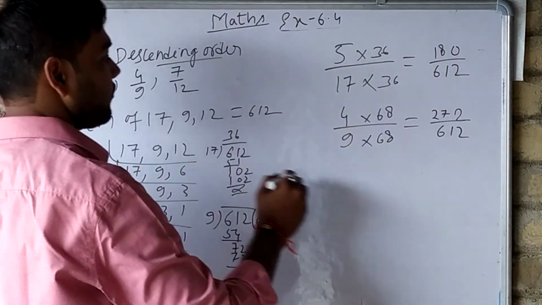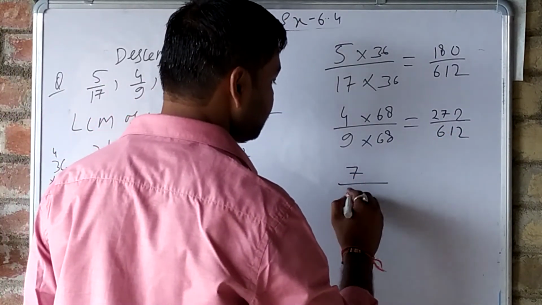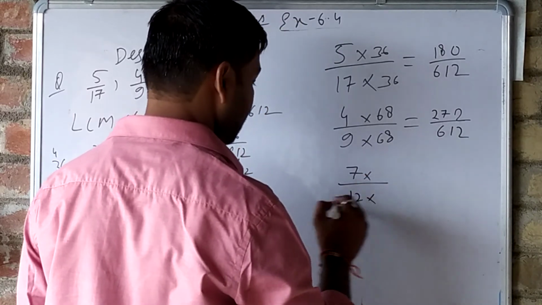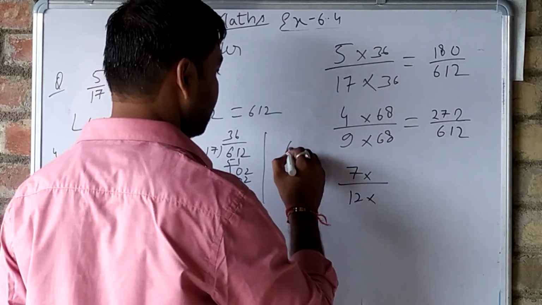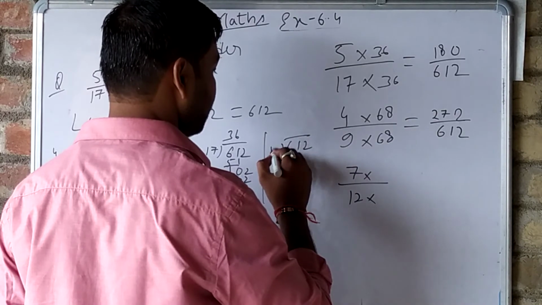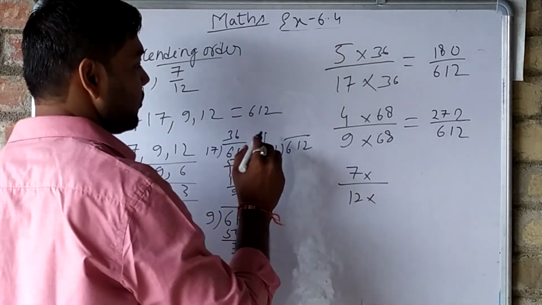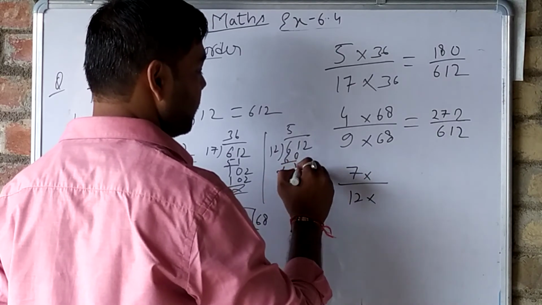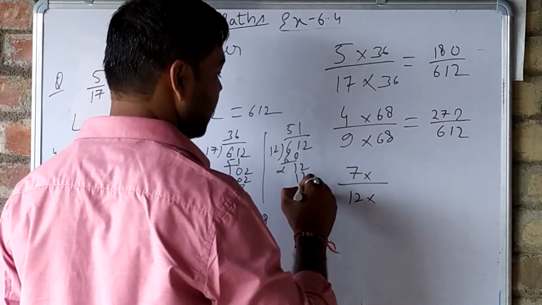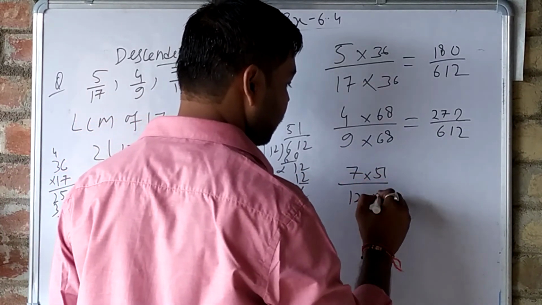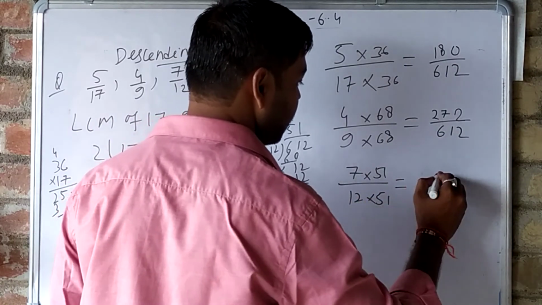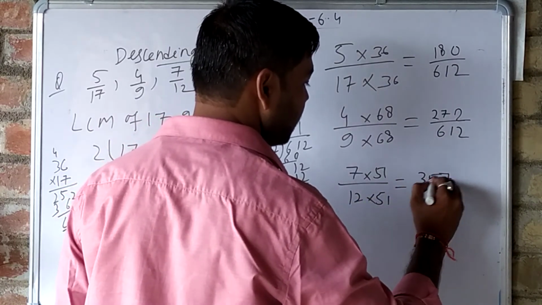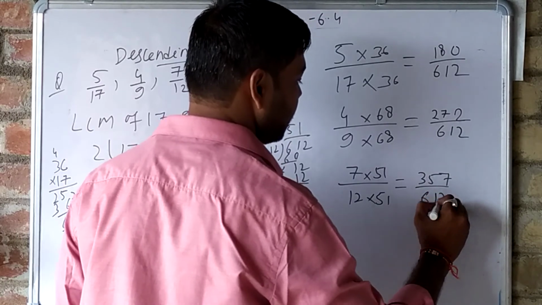Now we will try with 7 by 12. Again 612. We will divide by 12. 12 5 is 60, then 12 1 is 12. So with 51 we have to multiply. 7 1 is 7, 7 5 is 35, and here 612.